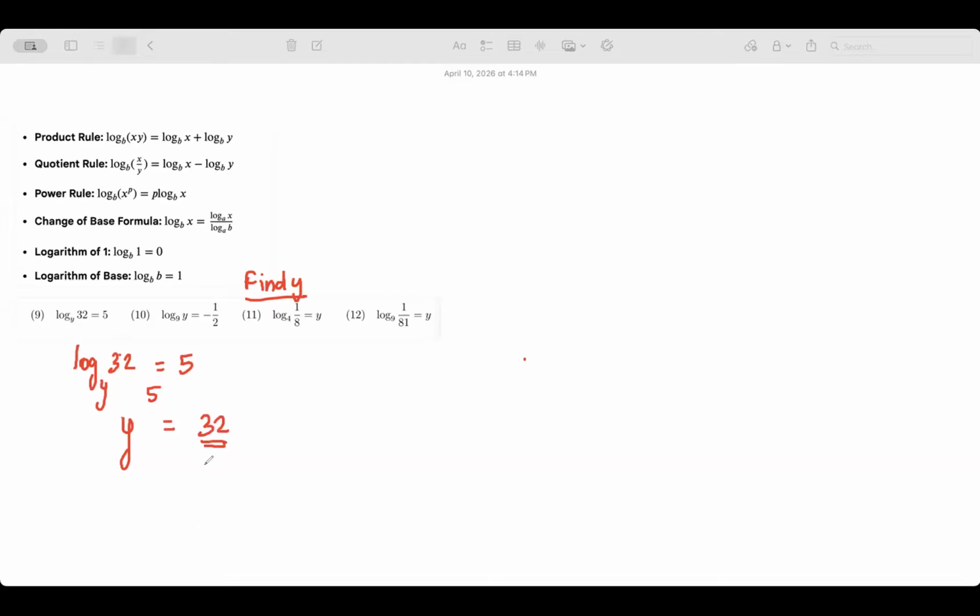This is a composite number. Whenever we solve log equations like this, we are converting to exponential functions, right? We always write the composite number as a prime power. 2 to the 1, 2 squared is 4, 2 cubed is 8, 2 to the 4 is 16, 2 to the 5 is 32. So y to the power of 5 equals 2 to the power of 5. So y equals 2.